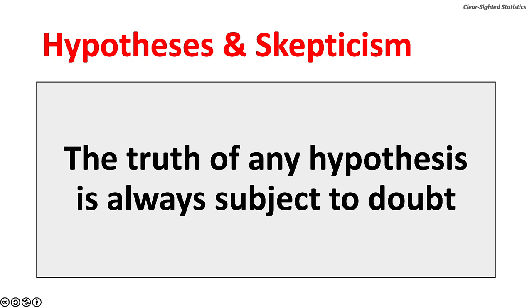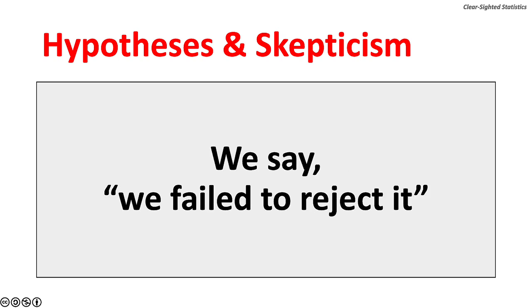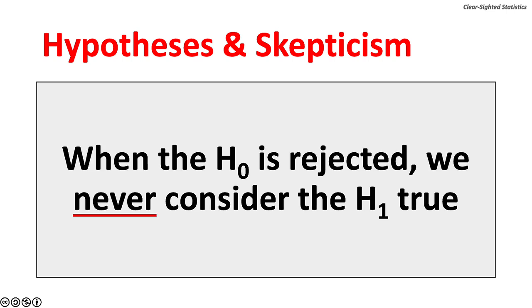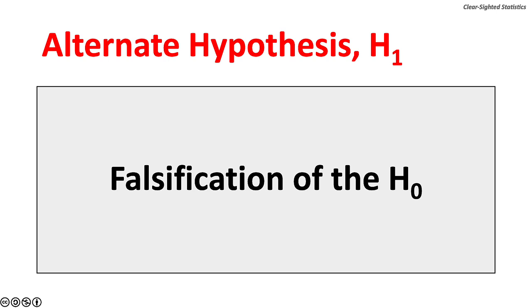Hypotheses and skepticism. The truth of any hypothesis is always subject to doubt. When the null hypothesis is not rejected, we never say it is proven. We say we fail to reject it, or we lack sufficient evidence to reject the null hypothesis. In addition, when the null hypothesis is rejected, we never consider the alternate hypothesis true. The alternate hypothesis is the proposition the prosecutor hopes to demonstrate: the defendant is guilty. With a hypothesis test, the alternate hypothesis is the falsification or nullification of the null hypothesis.